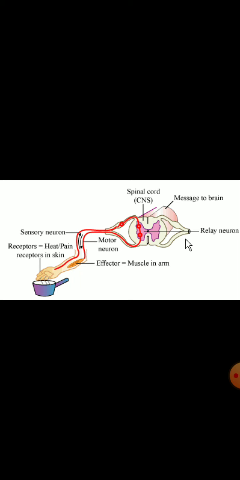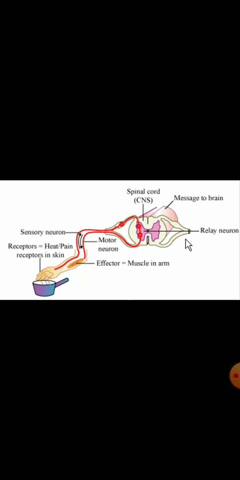So how does it go? From the hot pan to the sensory organ, skin in the hand, then it goes to the spinal cord, and then directly it comes to the effector organ. You see what it is, the effector organ? That is muscles in the arm. So it comes to muscles in the arm, and then we give a response by our hand. What will be the response? We take our hand back immediately. So this much is the pathway. That means this is the reflex arc.